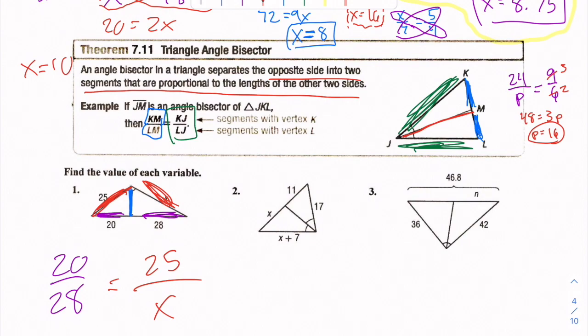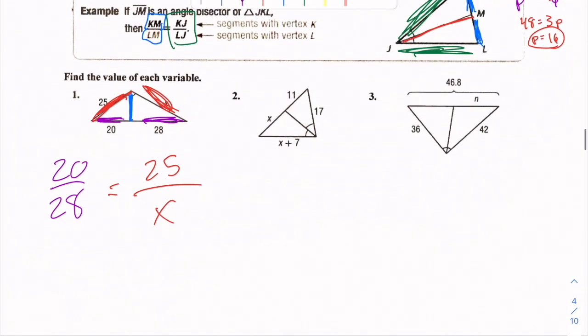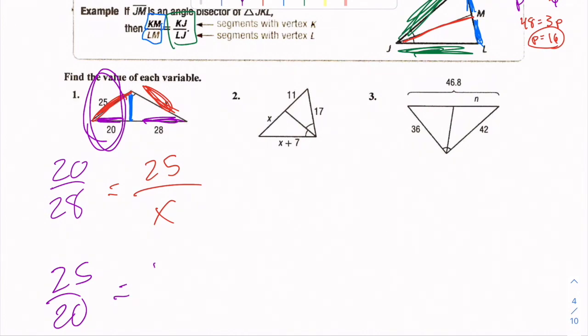Just match them up. Technically speaking, you could also have done this. You could have done 25 and 20, going up and down, equals x over 28. You just have to match it up. However you set up this fraction should be similar to how you set up the other fraction, right?